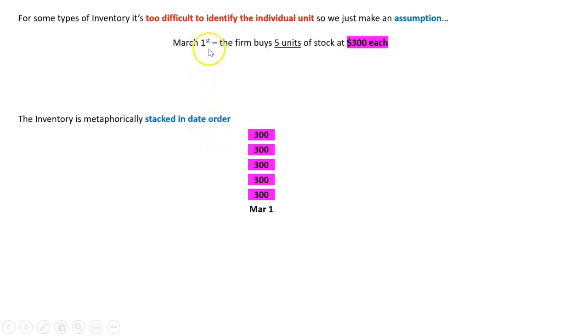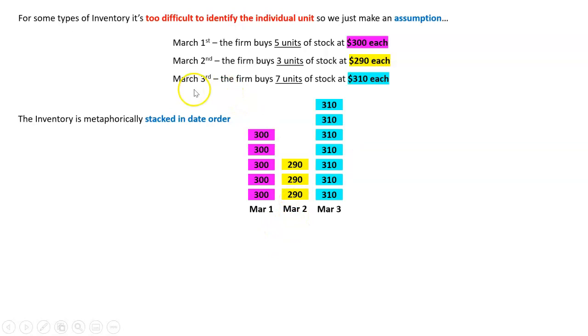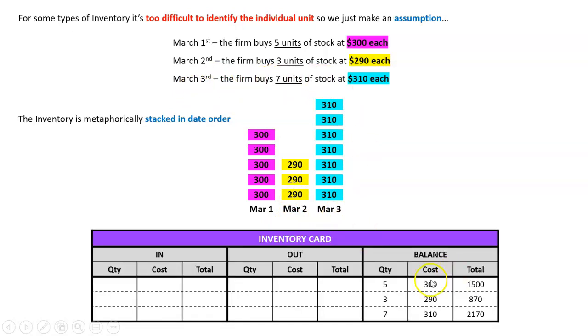What do we mean? Well, on March the 1st, we bought 5 at $300. So they're there. Then we bought on March the 2nd, 3 at $290. They're there. Then we'll assume on March the 3rd, we bought 7 at $310. They're there. And that's how it will go on our inventory card. The oldest one's on top, then the yellow ones, and then the last one's in with these ones.